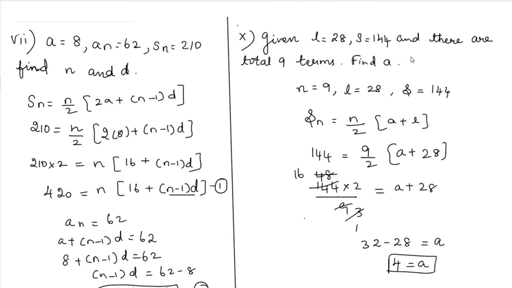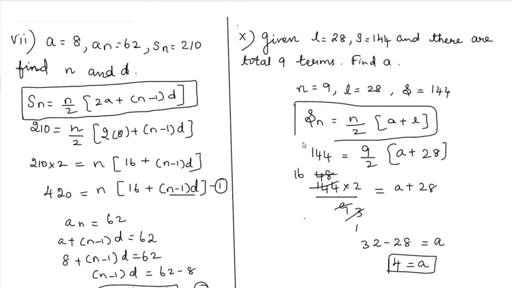They asked us to find a. We have found it. Okay. Do you have any doubt in this, children? Yes. Do you understand? See, in this sum we can use, instead of this formula, Sn is equal to n by 2 a plus L also, because instead of An, we can take L. So if you use that, it will be easy. You can use that formula also in this place.